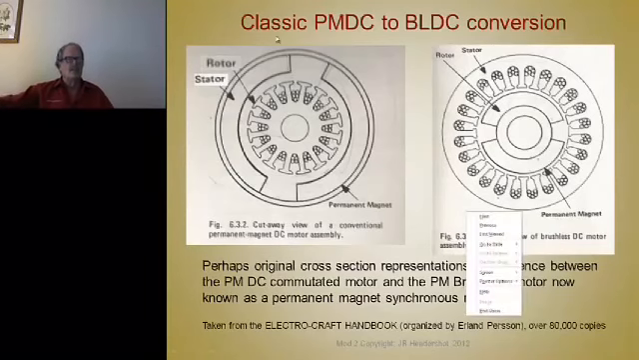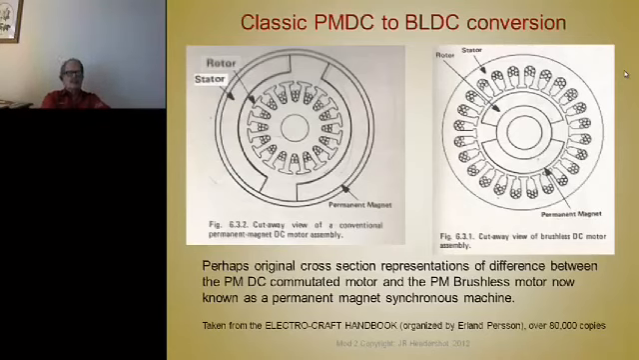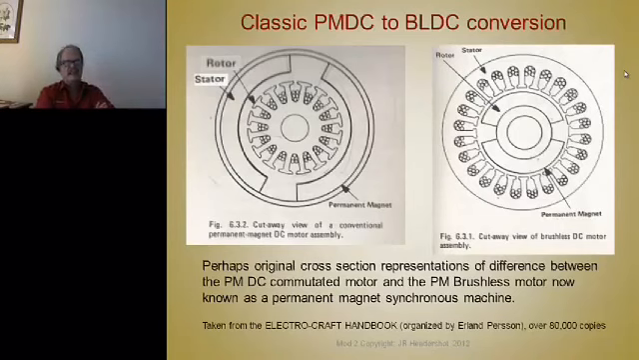So the word BL stands for brushless DC motor. So that's where BLDC comes from. It had nothing to do with what the shape of the back EMF is. A lot of people think it did, but it had nothing to do with that at all.